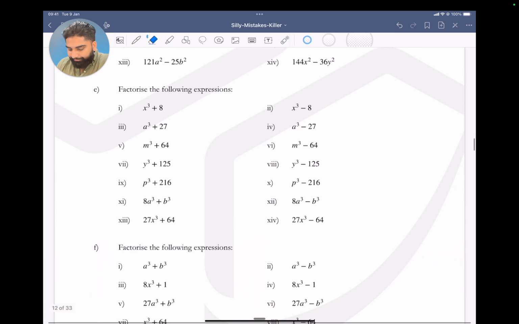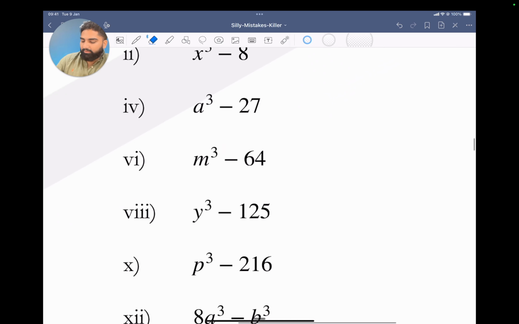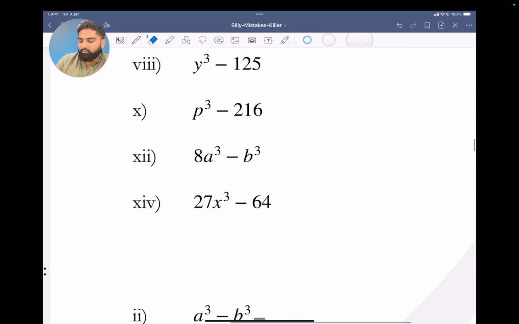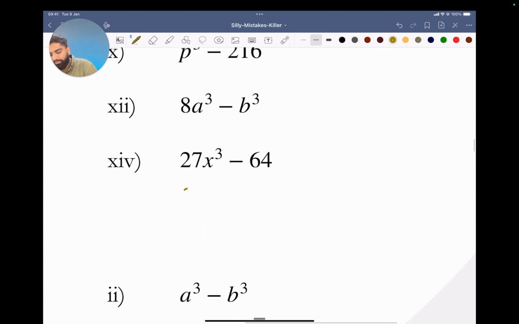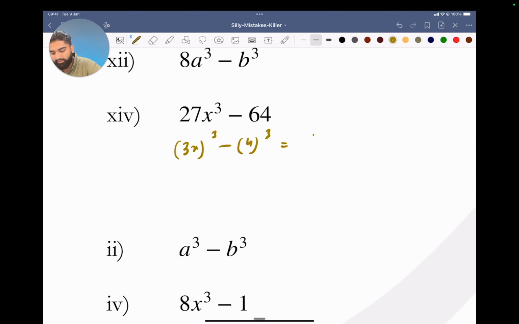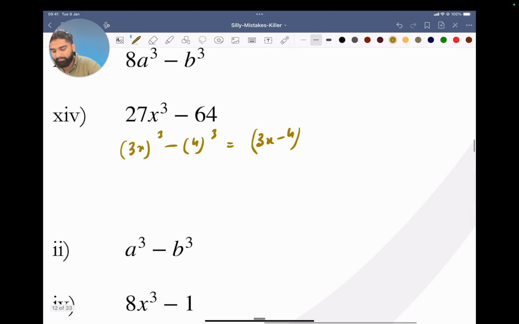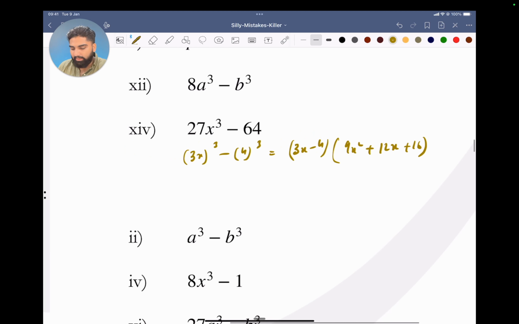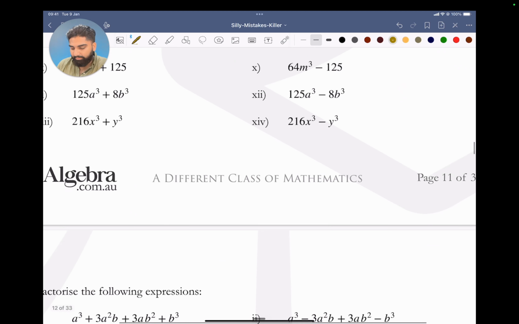Moving on to cubics. Now, I already gave you guys a formula, but we have to just be able to recognize what the cubes are. So, for example, the last one is 3x cubed minus 4 cubed. So now you have the difference of 2 cubes. So that's a cubed minus b cubed, which is a formula. What is that? A cubed minus b cubed is a minus b, bracket, a squared plus ab, so that's 3 times 4, 12, and then plus b squared, 16, right? The formula we wrote up there before. Right, that's pretty much it. And then you can practice some more.